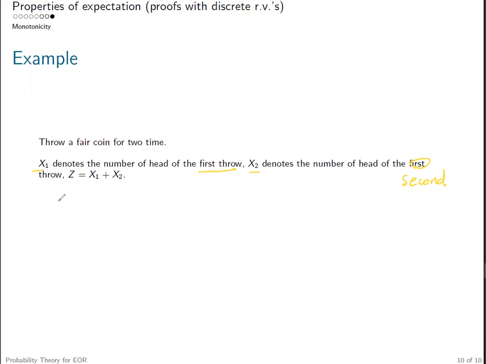They both follow Bernoulli distribution, right? x1, x2, they all follow Bernoulli distribution, half and half. At the same time, we know they are independent from each other, so we have IID, independent and identically distributed, with Bernoulli half. Half getting head, half getting tail. Let z equal to the summation of x1 and x2. So that denotes the number of heads of the 2 throws.